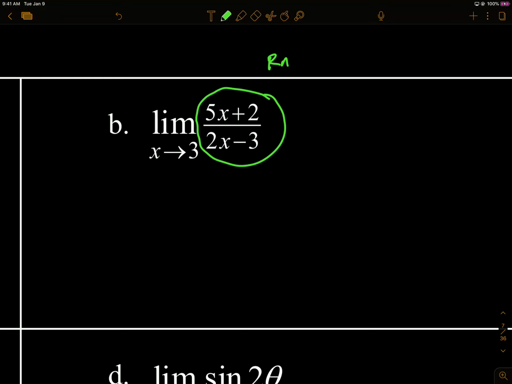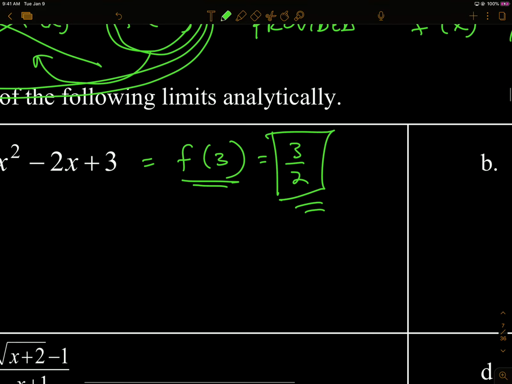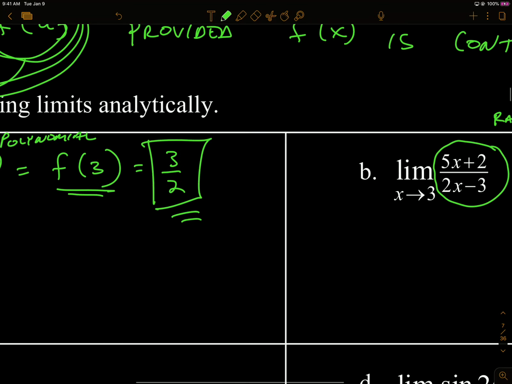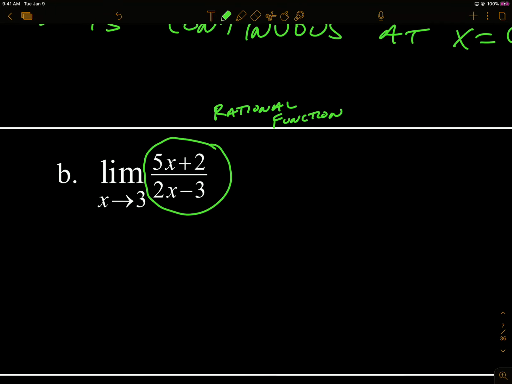Well, this is called a rational function. Just some review from Algebra 2. This one, by the way, I'll just write this down. This was a polynomial. Your definitions here: a rational function's definition is pretty simple. It's just one polynomial divided by another polynomial.